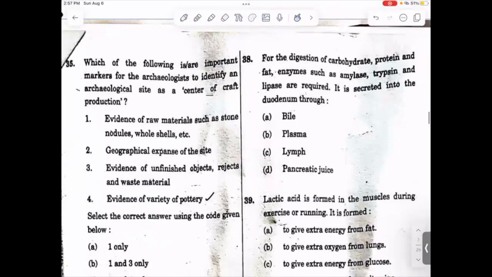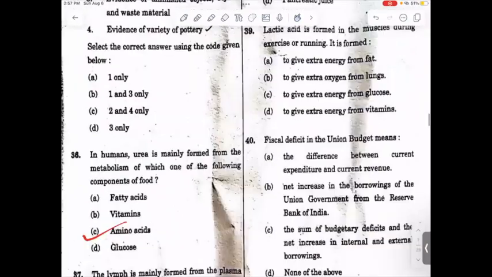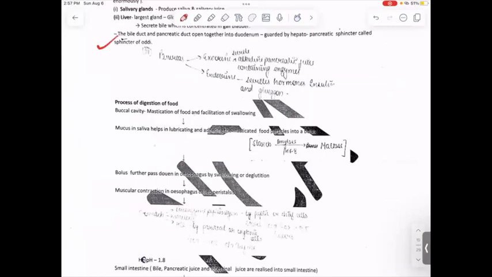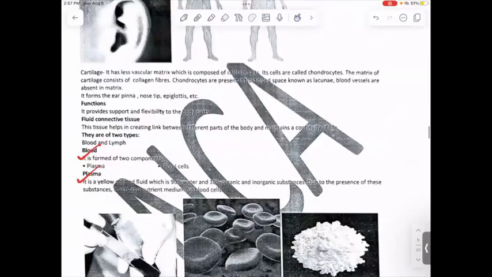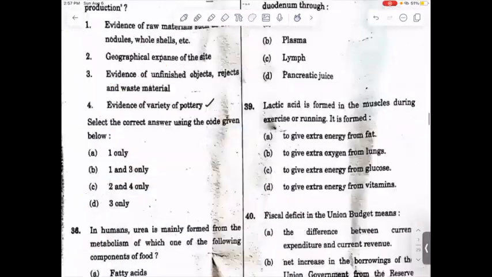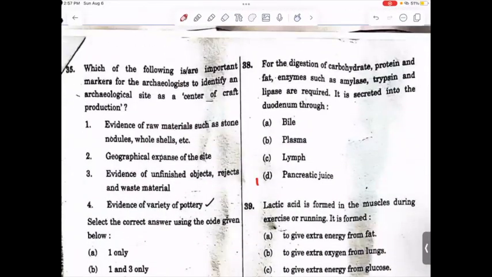Right. Next, for digestion of carbohydrates, proteins, and fats, enzymes such as amylase and trypsin are formed. These enzymes are secreted by. So this question is from digestion chapter. This is all given about the process of digestion. These enzymes are formed by the pancreas. So the correct answer is pancreatic juice, which we know is released in the small intestine.